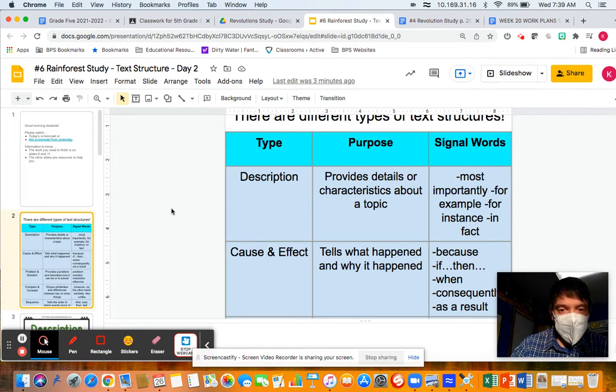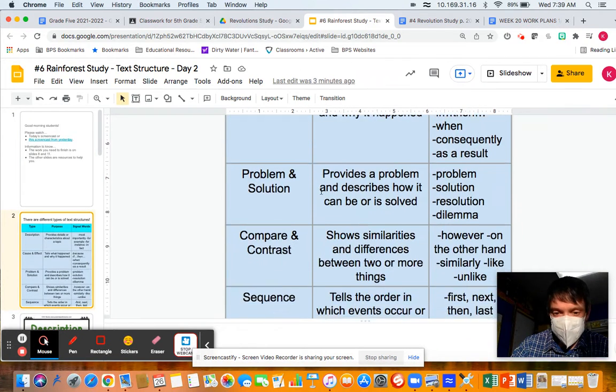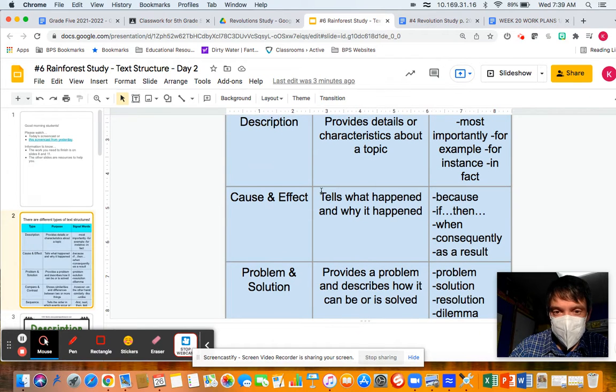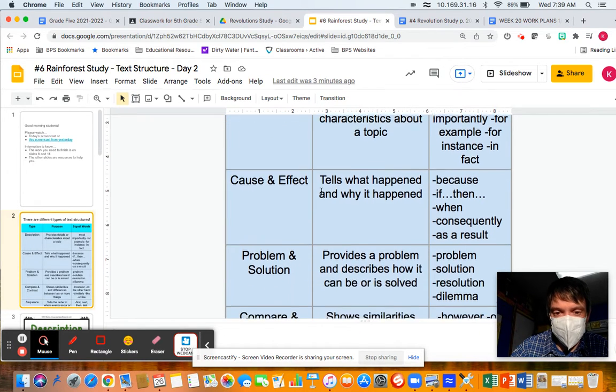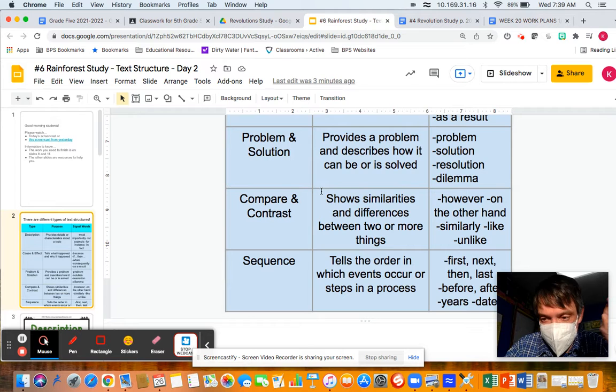Review. Basically, there's five main types of text structure for informational text. You went over three of them yesterday: description, cause and effect, problem and solution. Today it's compare and contrast, and then sequence, which is putting things in order. Or sometimes people say chronological.